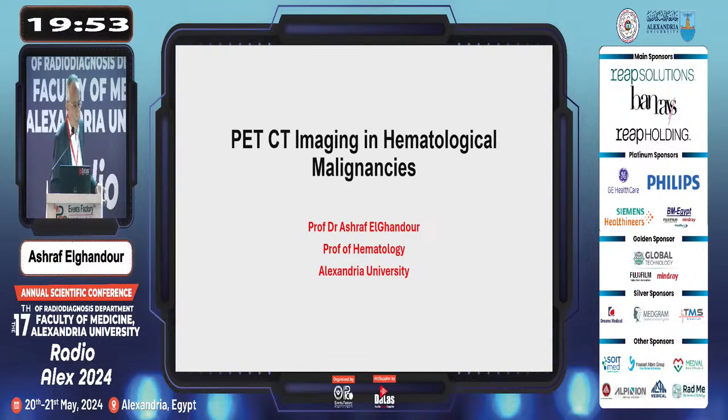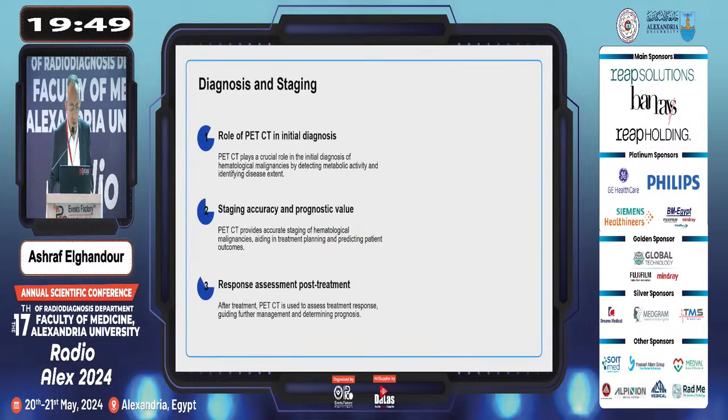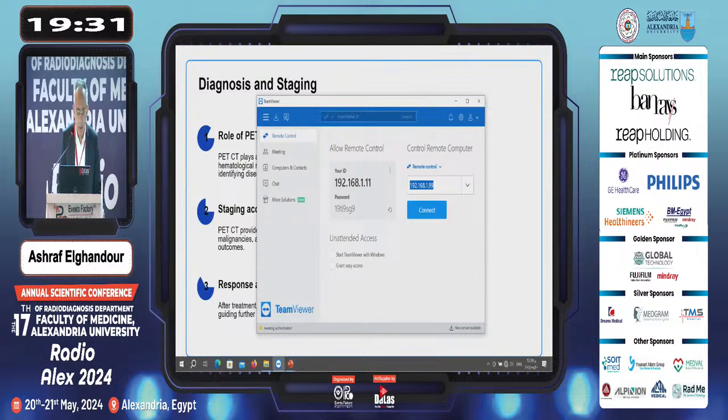So easy for me to speak or to have such a lecture. That's why I'm looking for PET-CT. First of all, I need PET-CT as a role. It helps me in initial diagnosis. Secondly, for staging, accuracy, and prognostic values. And the third thing here, can you?